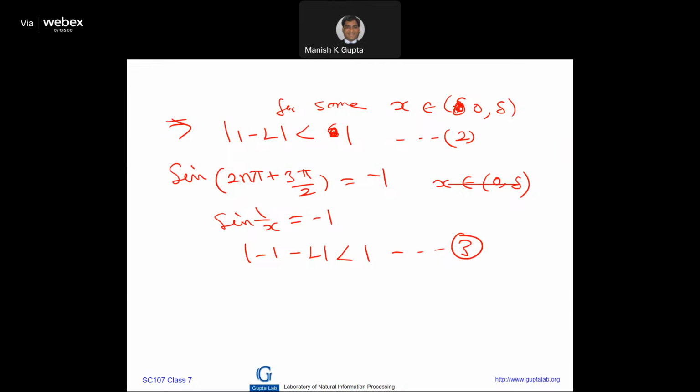Observing the beauty of sine 1 by x, we found certain points in the neighborhood of 0 for which this value is plus 1, and for other values it is minus 1. Now, these 2 and 3, can they hold together? No, they cannot hold together for a fixed number L. So there is a contradiction. See how easy it is to arrive at a contradiction. 2 and 3 cannot hold together.